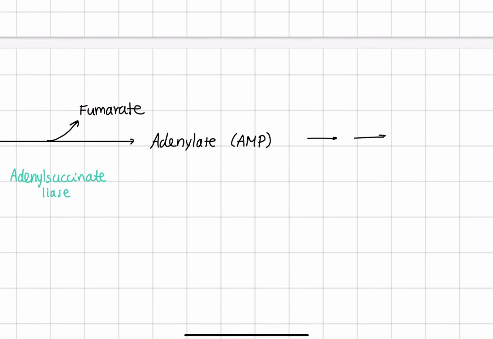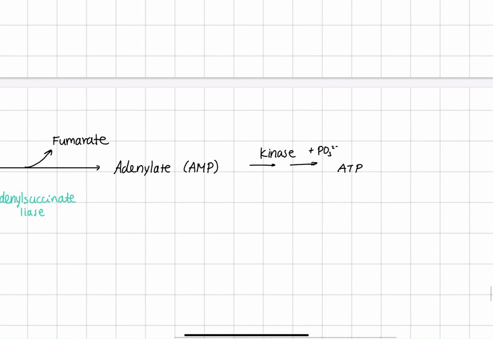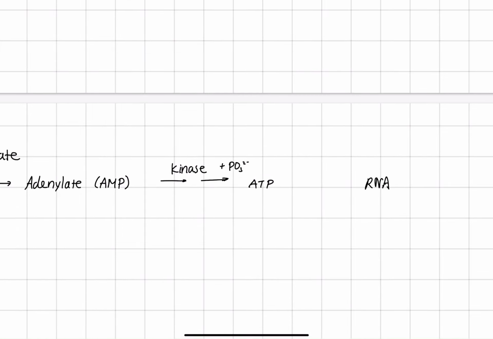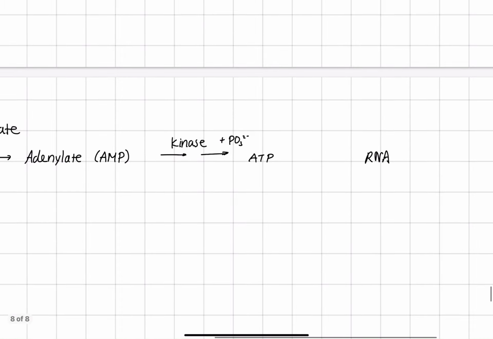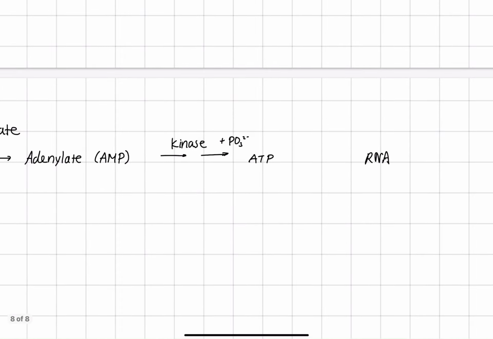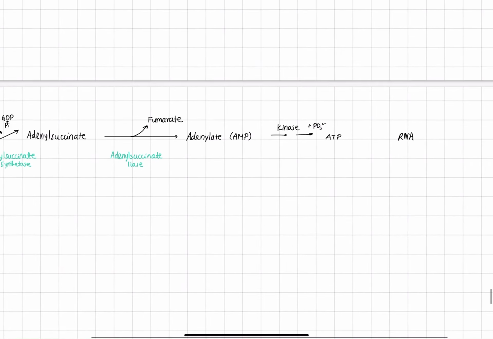And here to continue on, you need kinase to add phosphate groups. And this can be used in RNA. Later, in the next video, we're going to talk about how ATP can transform into dATP. And that's deoxyribose, which is used in DNA synthesis.